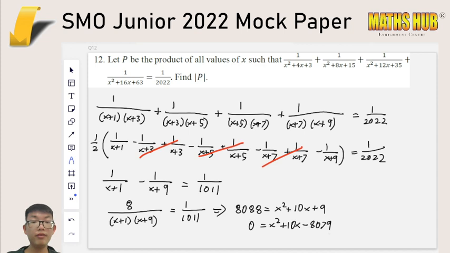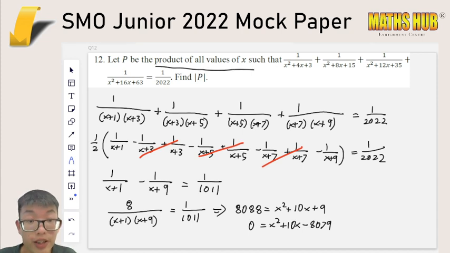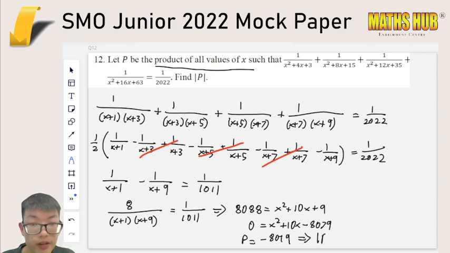And this would give you the product of solutions. You don't have to try to factorize 8079. If I'm being perfectly honest, I'm not even sure whether x is nice. Maybe it is. But the important thing is that since we want the product of all values of x, the product of solutions in a quadratic equation, you can just use this value at the back divided by the x squared coefficient, which is 1. So product would be negative 8079. And your answer, which is the absolute value of p, is 8079.